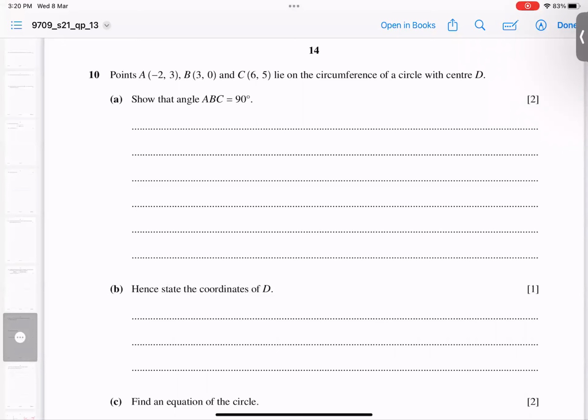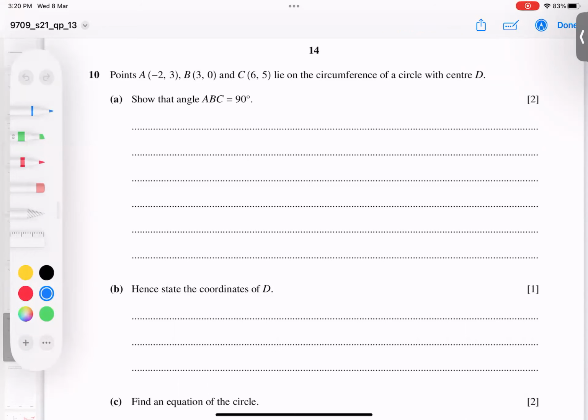So have a look here now. I'm going to do the question. There are three points mentioned: A, B and C, and another point D as the center of the circle. He's saying show that angle ABC is 90 degrees, because we know that all three points lie on the circle.